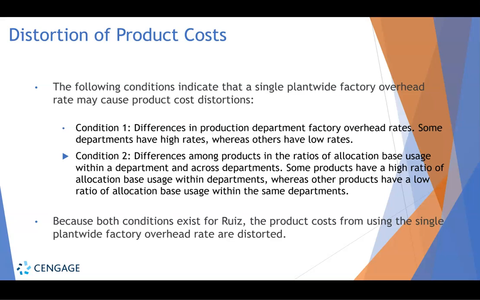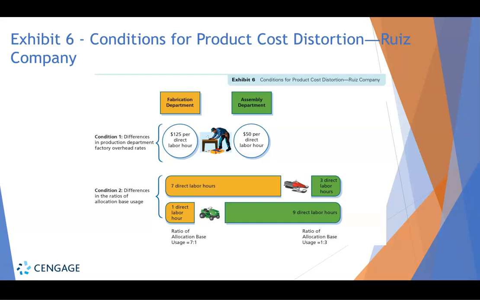Some products have a high ratio of allocation-based usage within departments, and other products have a low ratio of allocation-based usage in the same department. Since both of these conditions are true for Ruiz, the product costs from using the single plant-wide factory overhead rates distort the true costs.